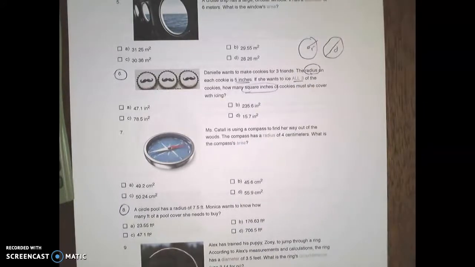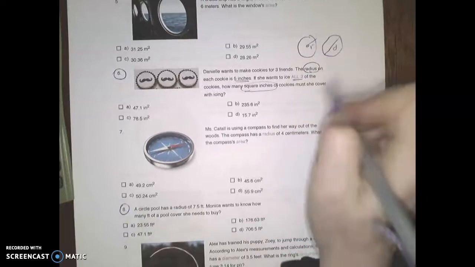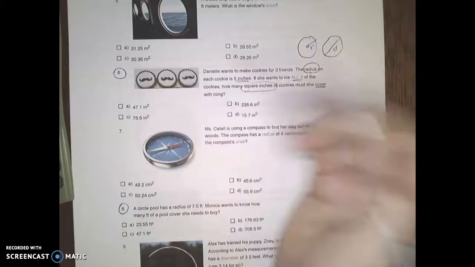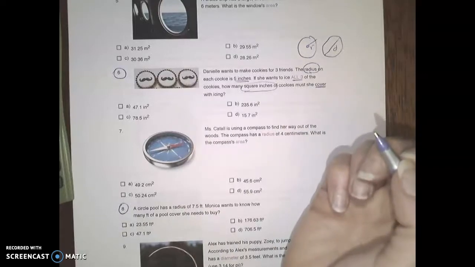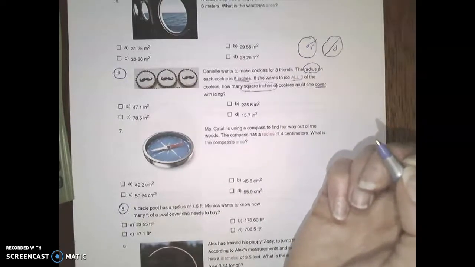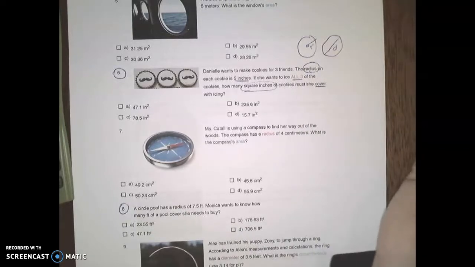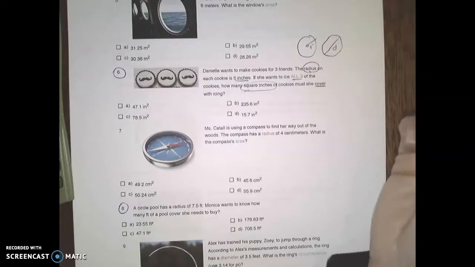That is a clue right there, guys. Square inches is area. Anything in units squared is area. Must she cover? So you're covering the cookie in icing. There's a second clue that this is area. We've got to be reading these questions a little bit more carefully. So let's find the area of 1 cookie, and then what can we do to find our answer for 3 cookies? Hopefully you said multiply by 3.